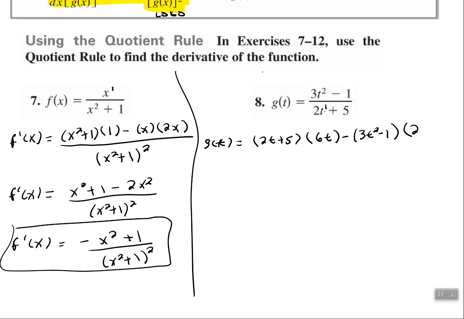So subtract 1 from the exponent, so the t's are going away. And remember, derivative of a constant, that 5, is 0. So 2t minus 1, derivative of that is just 2. All over low low, or your denominator squared.